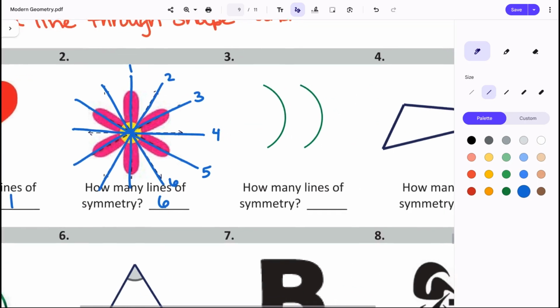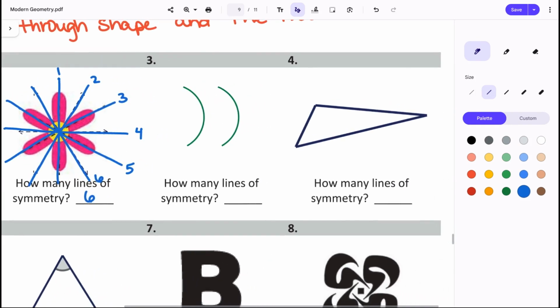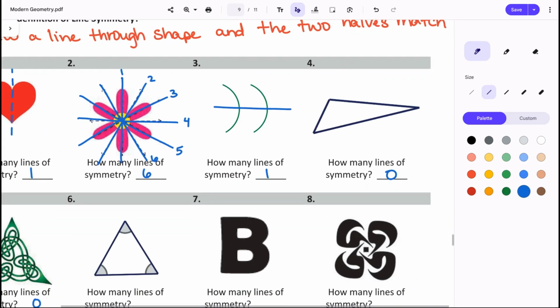All right, how about number 3? Keegan? 1. Where's it at? Horizontal. Is that the only one? Yes. Yeah, I think so. 4? 0. It's too odd of a triangle. If it was more regular, like the one I have over there on my whiteboard, then it would maybe work. But this one's a little bit too long on that one side. It's not going to quite fold over nicely.